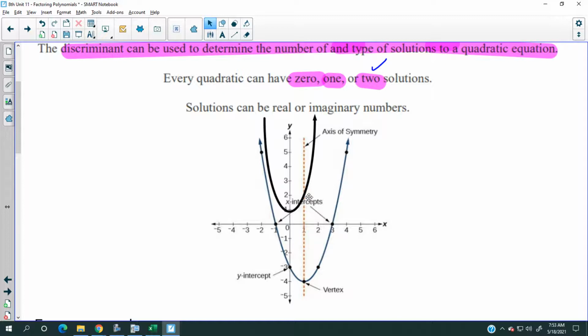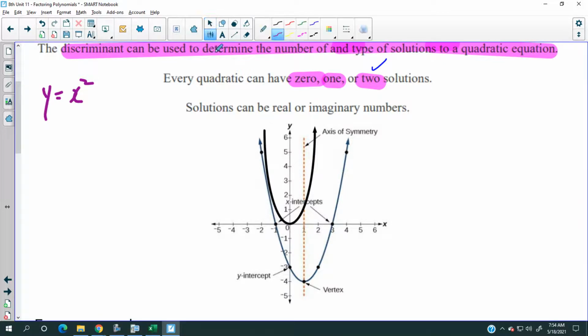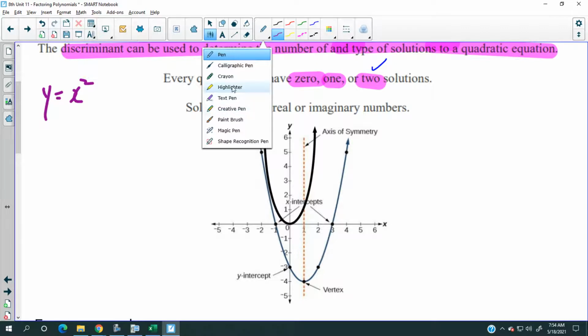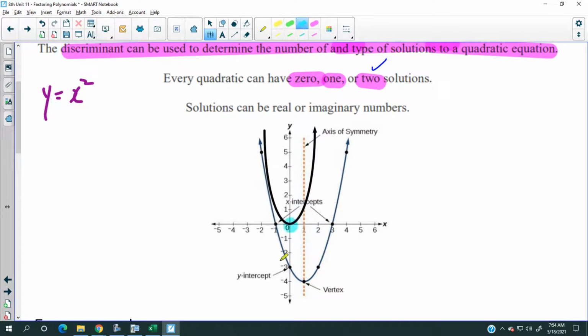For example, remember a parent function, a super basic quadratic function, y equals x squared? That one would look something like this, where the solution is also the vertex, at 0, 0. Let's see, what do I need? Oh, I need a highlighter. Like right here, there's your solution. One solution. So that would be like a parent function, like I just alluded to.